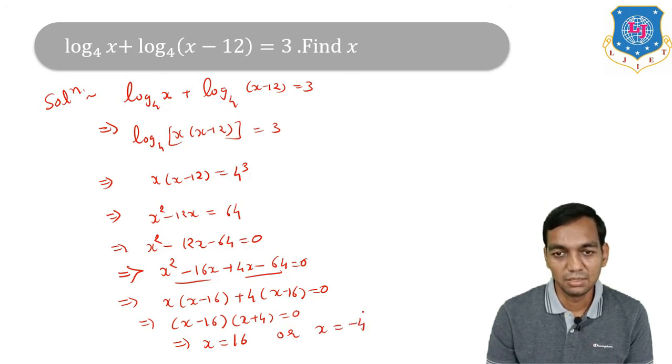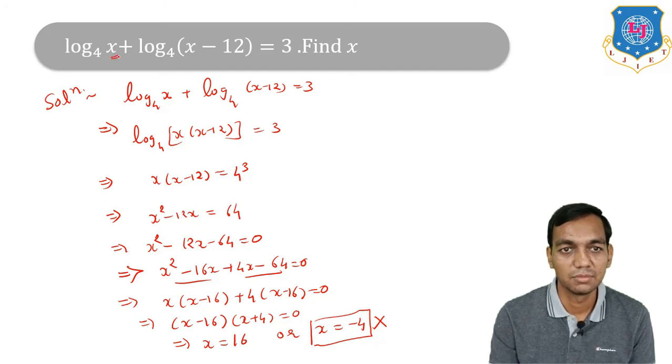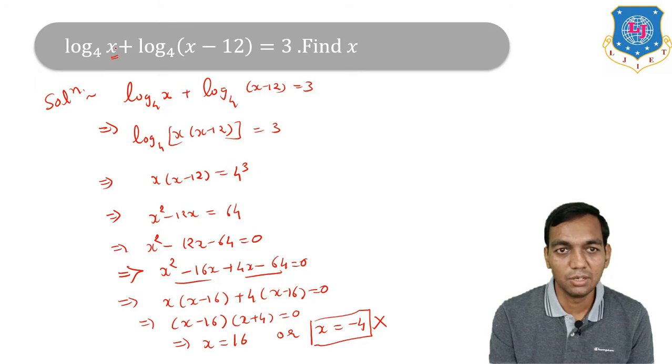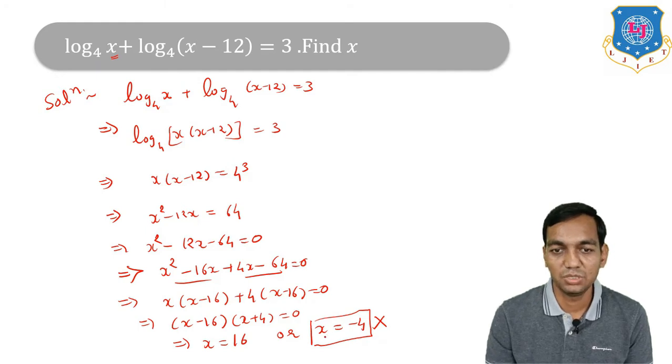Now see, x is equal to minus 4 is not possible. Why? Because we have not defined the log of negatives. Minus 4, if you substitute here, then you have log of minus 4, and here you have log of minus 16. So minus 4 is not possible. So your answer is 16.